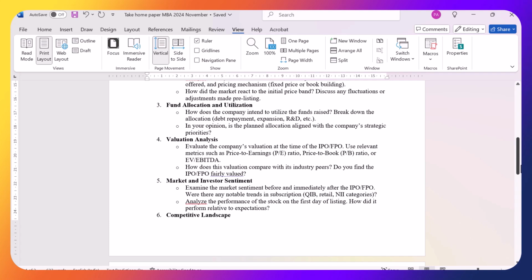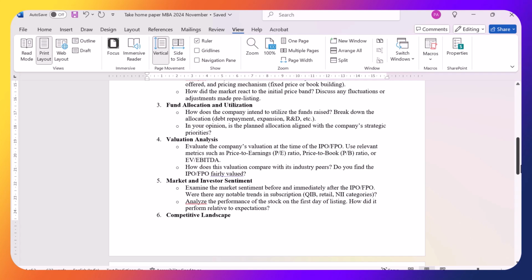Break down the allocation. Sorry, I'm not able to see it. Break down the allocation using debt repayment, expansion, R&D, etc. And in your opinion, is the planned allocation aligned with the company's strategic priorities?